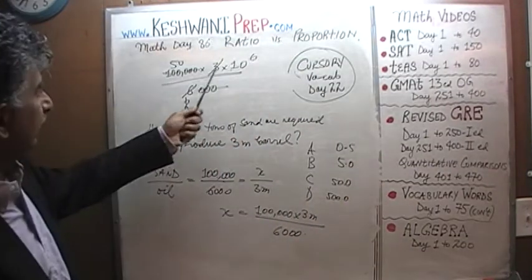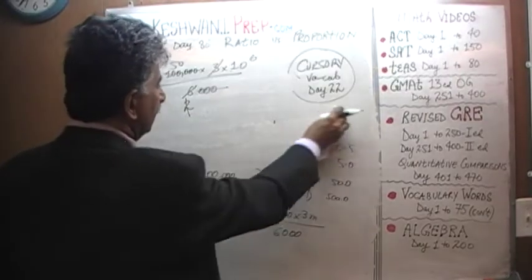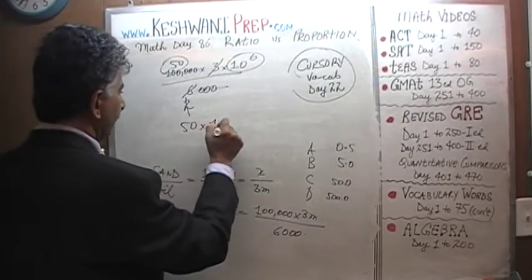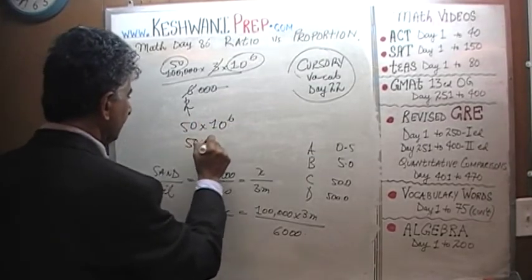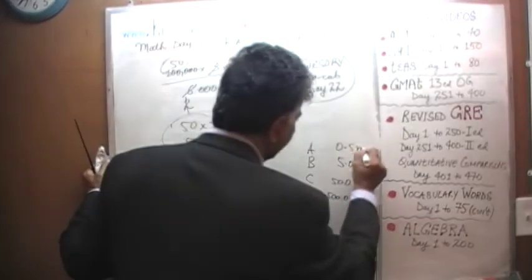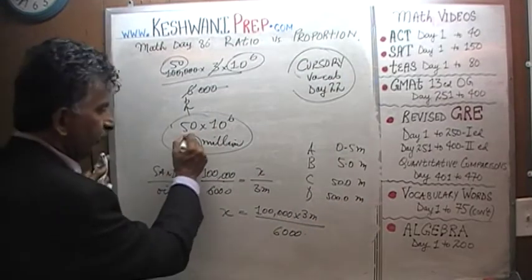I made a mistake here. It's 50 times 10 raised to 6, which is 50 million. These have to be millions. And the answer is 50 million. The answer is C.